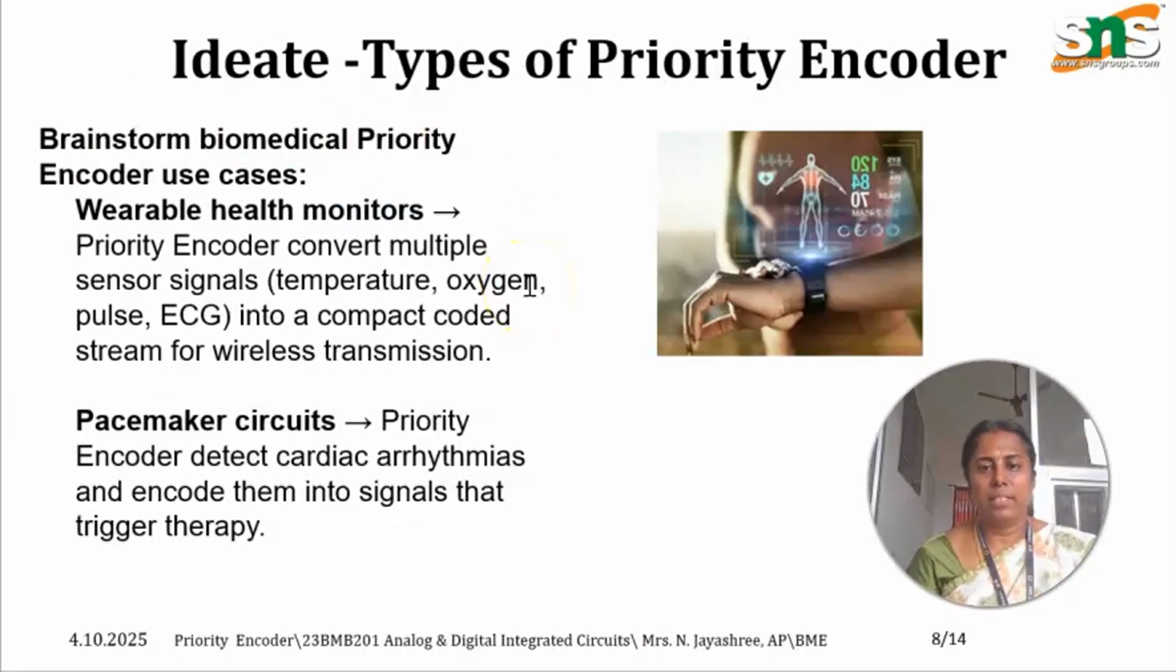So we have already seen the types of encoders, right? In Ideate we can brainstorm biomedical priority use cases. We can have wearable health monitor systems, where the priority encoder converts multiple sensor signals into compact coded streams for wireless transmission. It is also used in pacemaker circuits. The priority encoder detects cardiac arrhythmias and encodes them into signals that trigger therapy. What do we mean by trigger therapy? Okay. And next one is what?